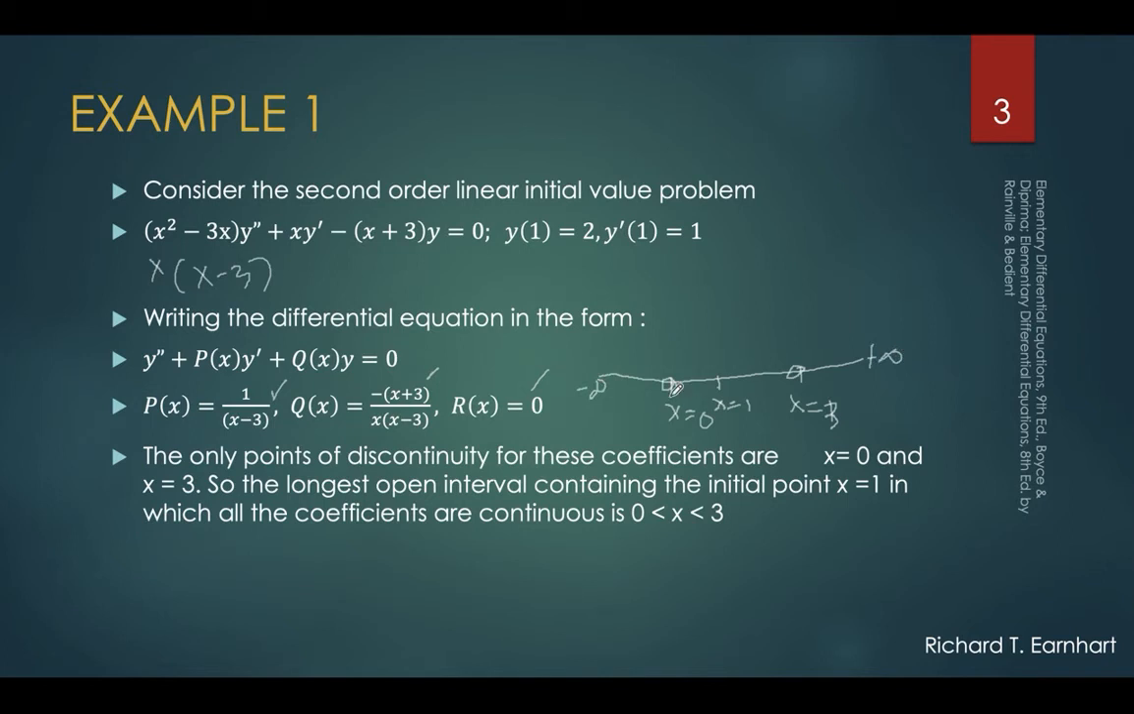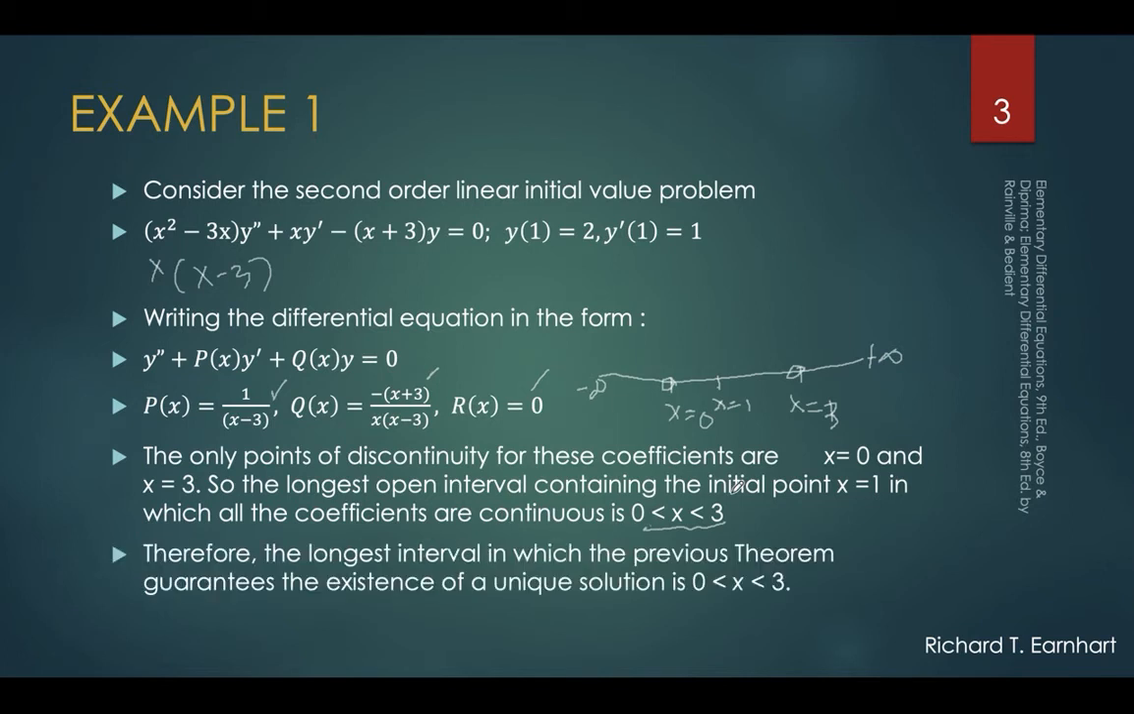So the singular points will divide the real line into three intervals, so from negative infinity to 0, from 0 to 3, and then from 3 to positive infinity. Since x equals 1 is between 0 and 3, we'll take the interval from 0 to 3. So the longest interval containing the initial point x equals 1, in which all the coefficients are continuous, is from 0 to 3. And therefore, the longest interval in which the previous theorem guarantees the existence of a unique solution will be from 0 to 3.